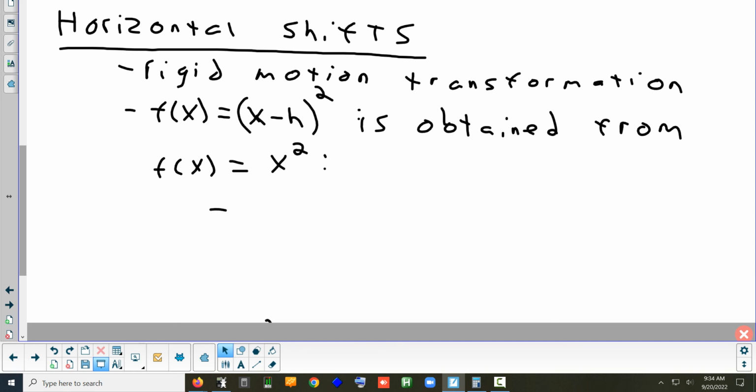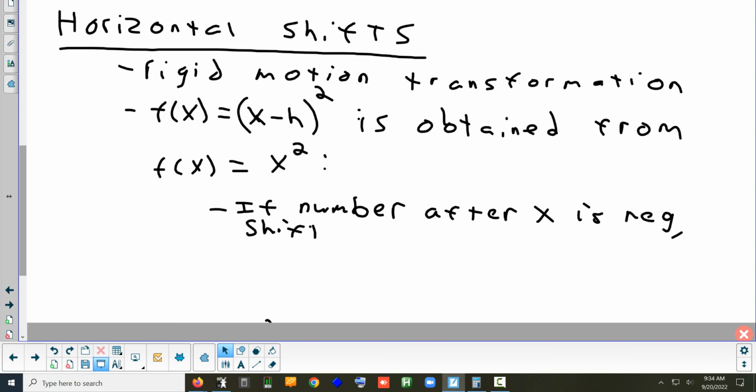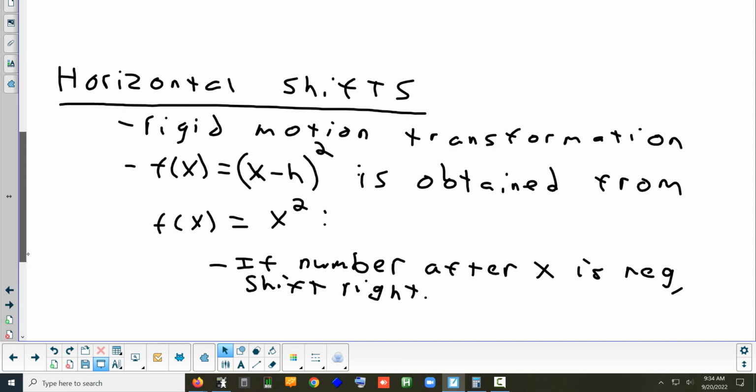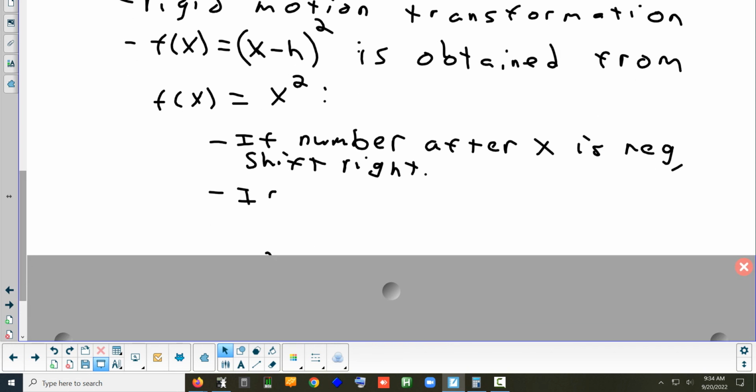If what comes after the x is a negative number, so if the number after x is negative, shift right. Like in the one I did, x minus 3. The number after the x was a minus 3, and it shifted right 3. If the number after x is positive, shift left.